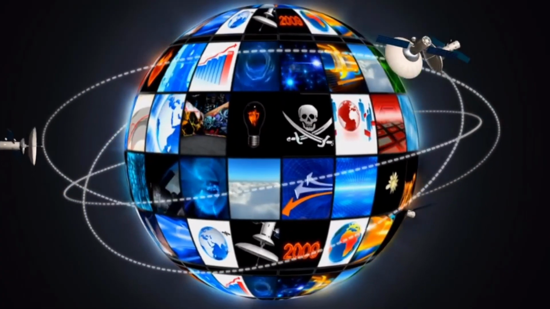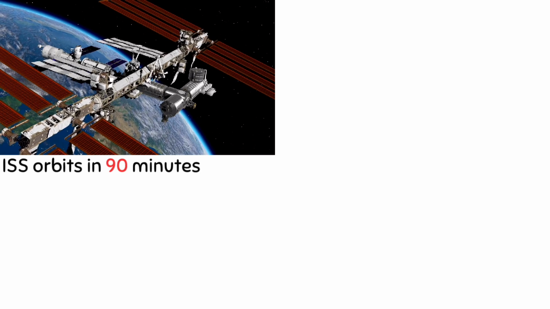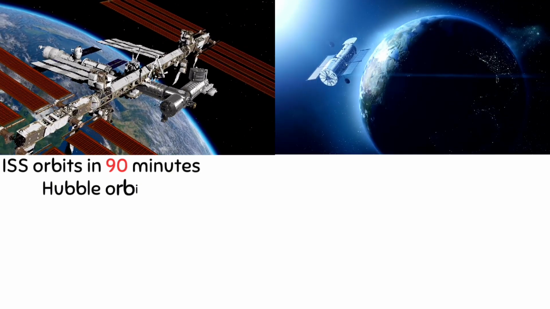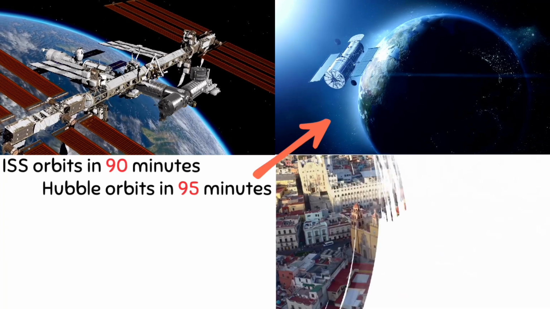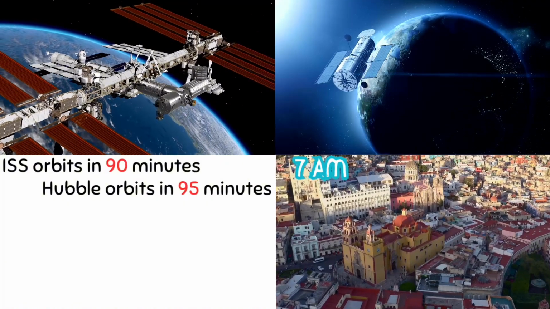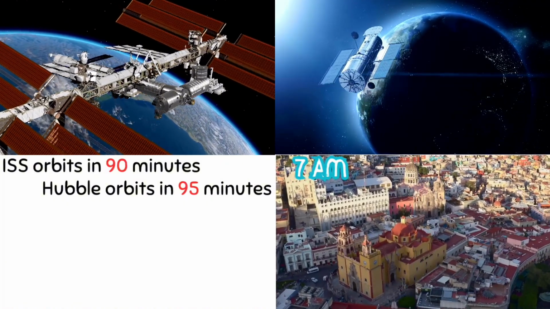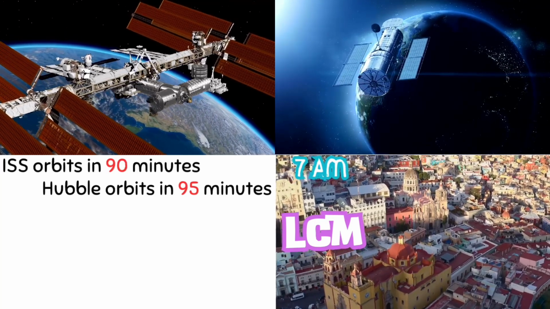Did you know that around 15,000 satellites orbit the Earth? The International Space Station completes an orbit in 90 minutes. The Hubble Space Telescope orbits the Earth in 95 minutes. If they both pass over your city this morning at 7 a.m., when will they next pass together again? Find the lowest common multiple of 90 and 95.